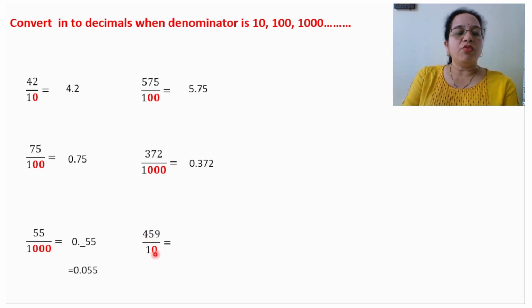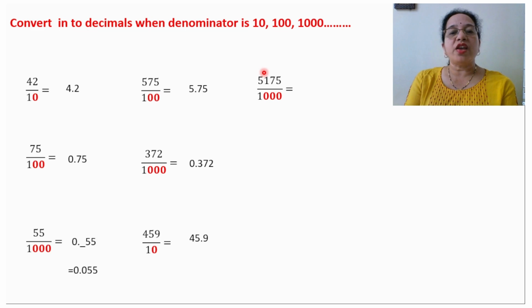459 upon 10. One zero is there, so leave one digit and the answer will be 45.9. Now three zeros are there, so here you will leave three places, 1, 2 and 3, and here the decimal will come, so the number will become 5.175.